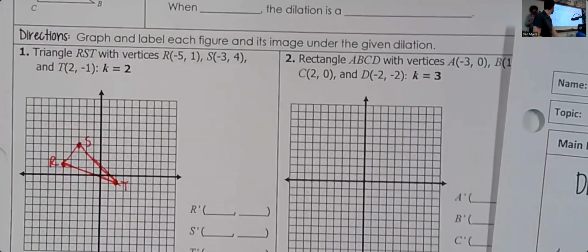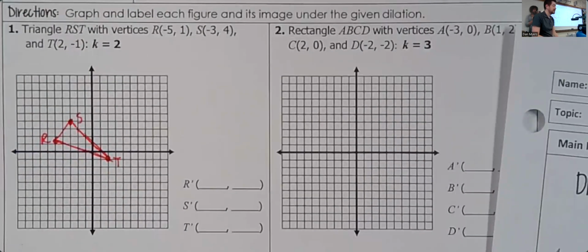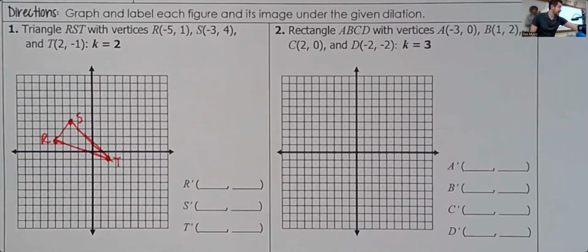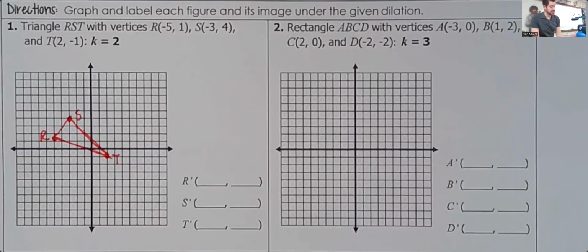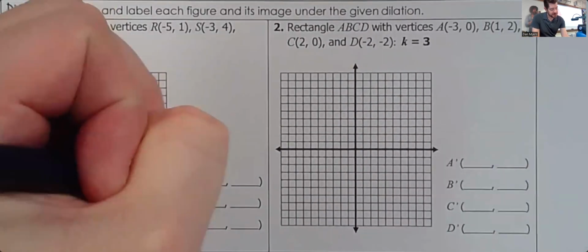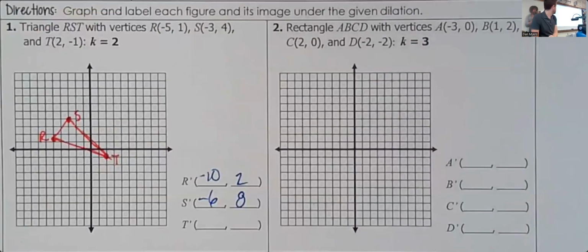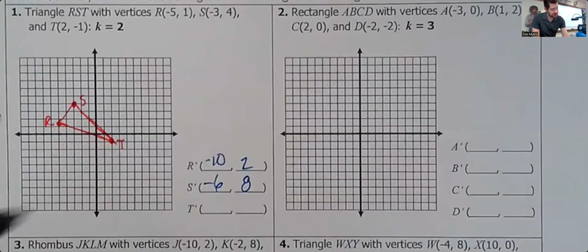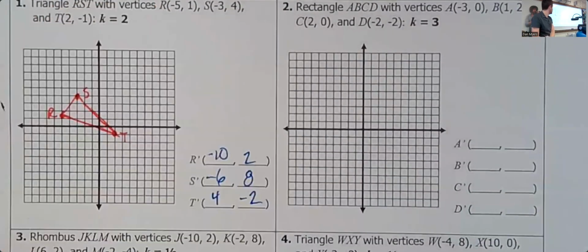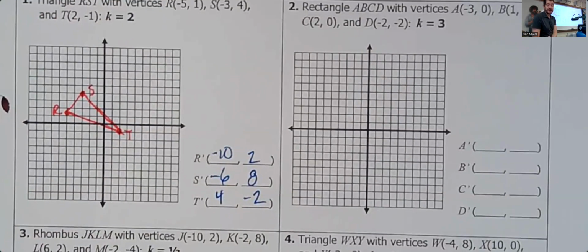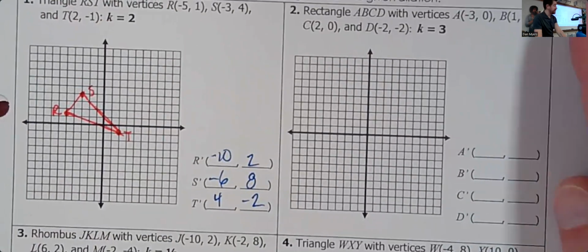And what we're going to end up doing is doubling all the values for both the x's and the y's of R, S, and T. And that'll give us our new values for our image. So everything with R gets multiplied by 2. So that would be -10 and 2. Same thing for S, -6 and 8. Same thing for T, 4 and -2. So just double all the values. Multiply by whatever the value of k is, and then graph those points.